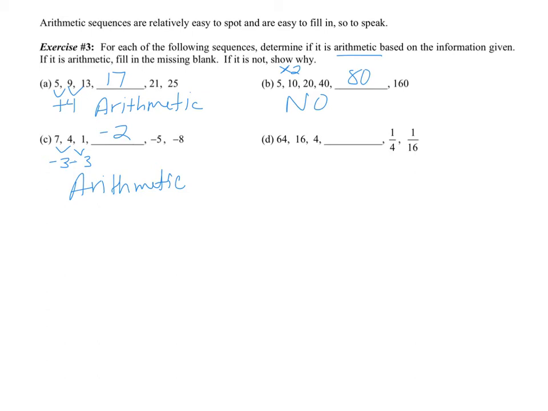We look at D. How do I go from 64 to 16 to 4? Well, I hope you notice that we are multiplying by 1/4, or that we divided by 4. So therefore, my missing blank is 1, and my answer to this D is no. This is definitely not arithmetic. Once again, that's going to be geometric, which we'll learn in a few days.